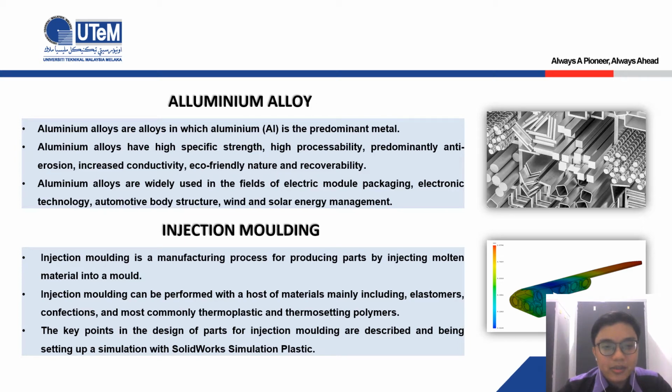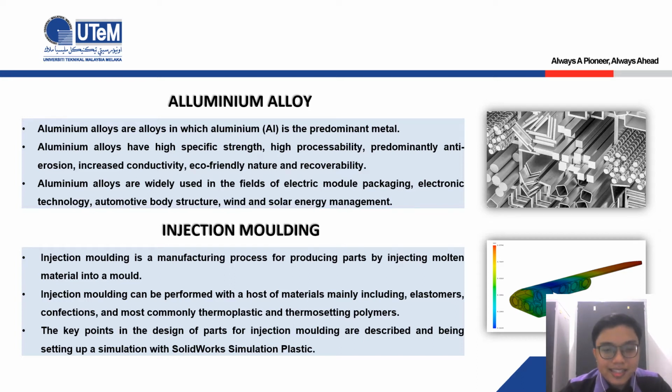Thirdly, I will introduce the aluminium alloy. Aluminium alloys are alloys in which aluminium is the predominant metal. Aluminium alloys have high specific strength, high processability, anti-erosion, increased conductivity, eco-friendly nature, and recoverability. Aluminium alloys are widely used in the fields of electric modules packaging, electronic technology, automotive polystructure, wind, and solar energy management.